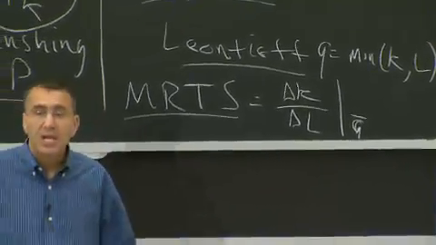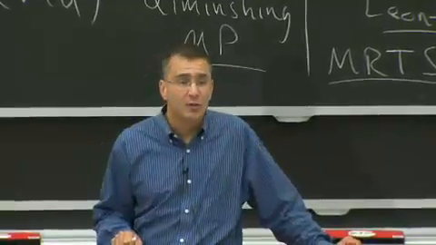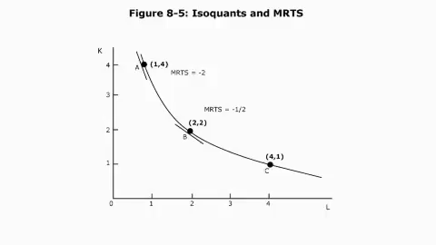Now, as with marginal rates of substitution, the marginal rate of technical substitution will change along the isoquant. So if you go to figure 8.5, here we've drawn a typical isoquant for the production function Q equals the square root of K times L. This is the isoquant of all combinations which produce 2 units. So this is the Q equals 2 isoquant.